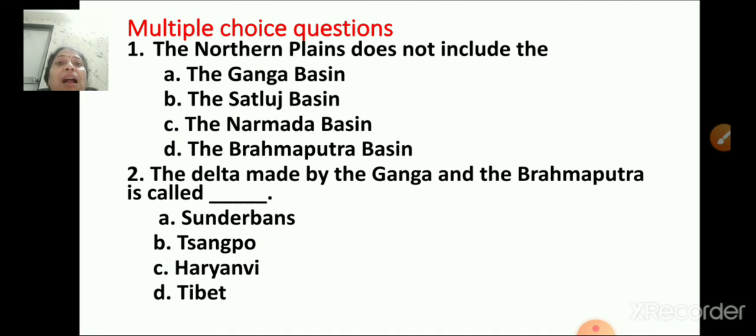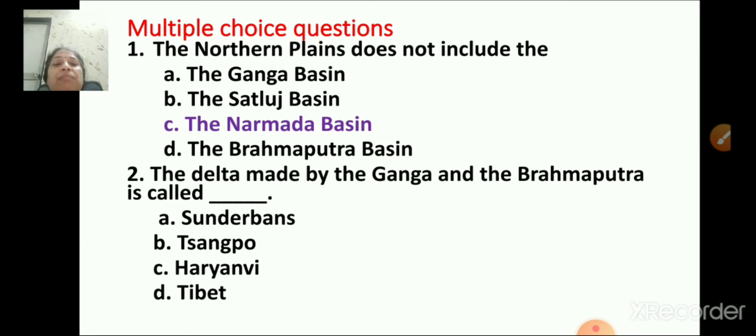Next is multiple choice questions. First one. The northern plains does not include, the options are the Ganga Basin, the Satluj Basin, the Narmada Basin, the Brahmaputra Basin. So children, you all know the answer. What is the correct answer? Yes, Narmada Basin.